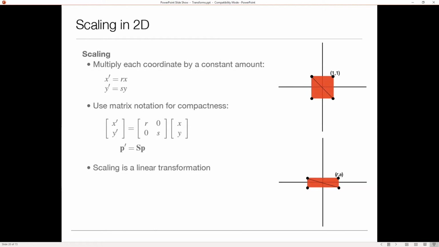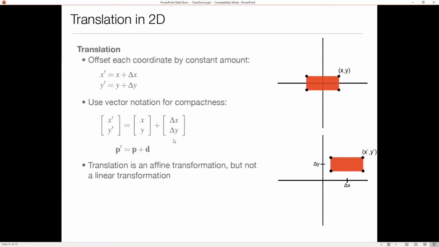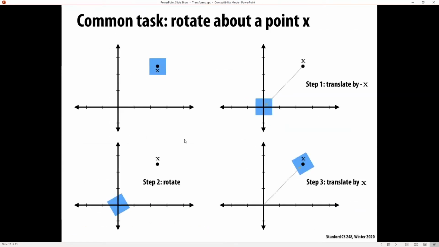I see one question in chat about scaling around a certain point, because I want to use this picture that we had before. It's the same principle as we did with rotation. If I want to scale around this point, if I just scale here, my box is going to move in and out from the origin because each one of the vertices is going to get scaled in its location. So if I want to have the effect of scaling around this, I've got to move to the origin, scale, and then move back.